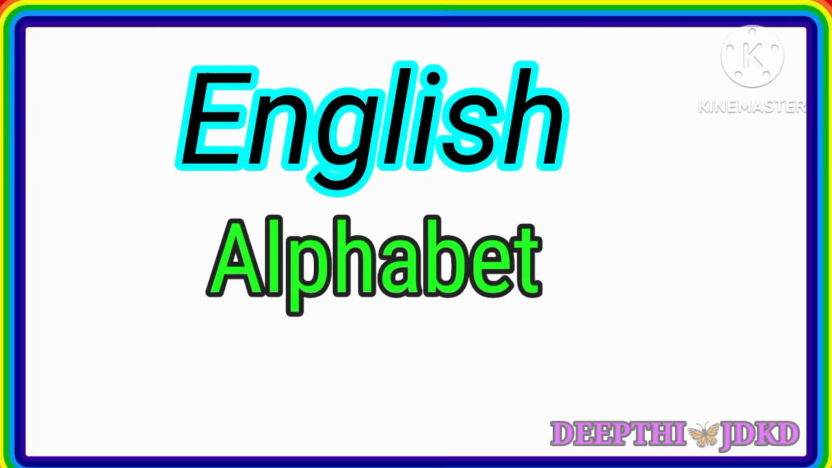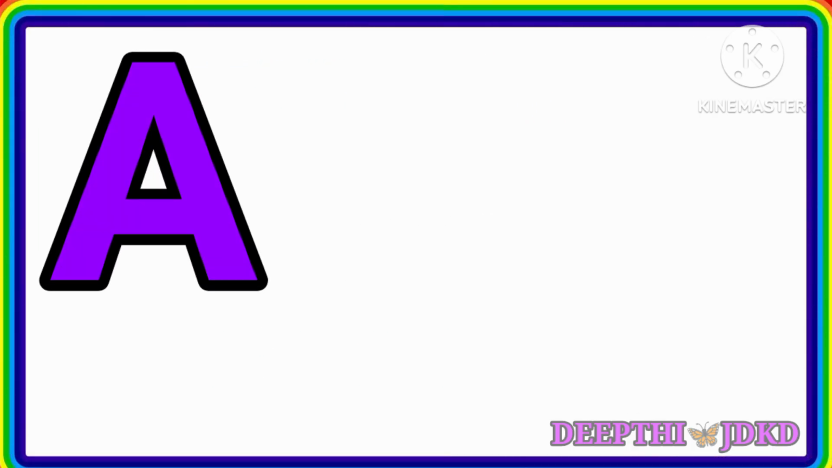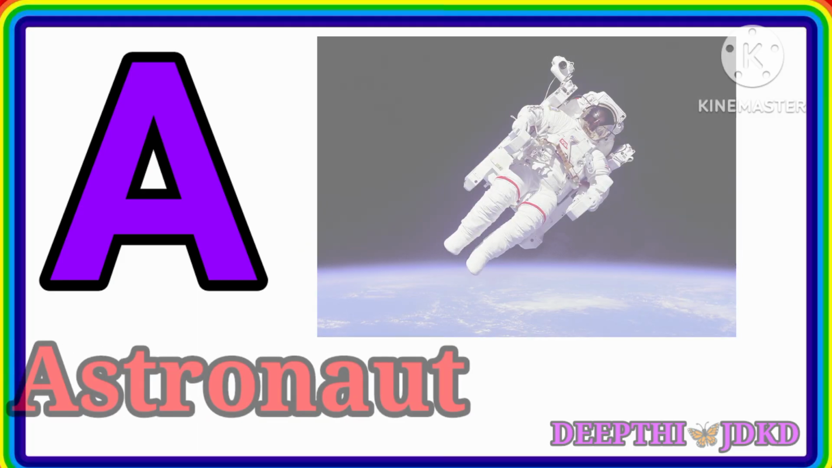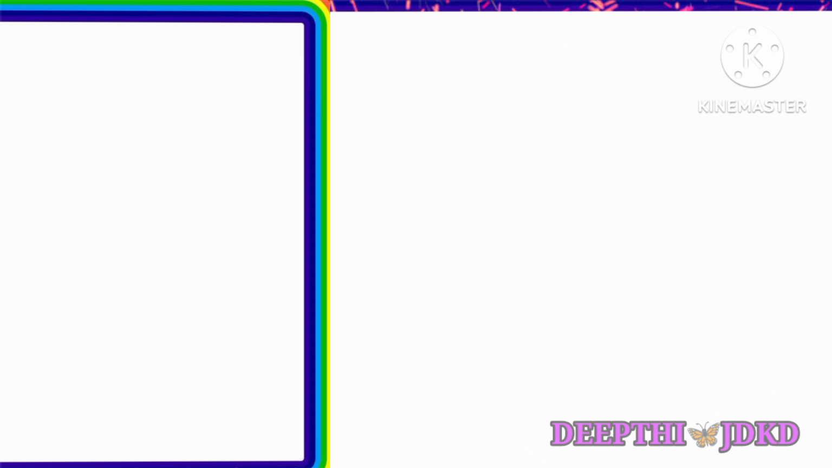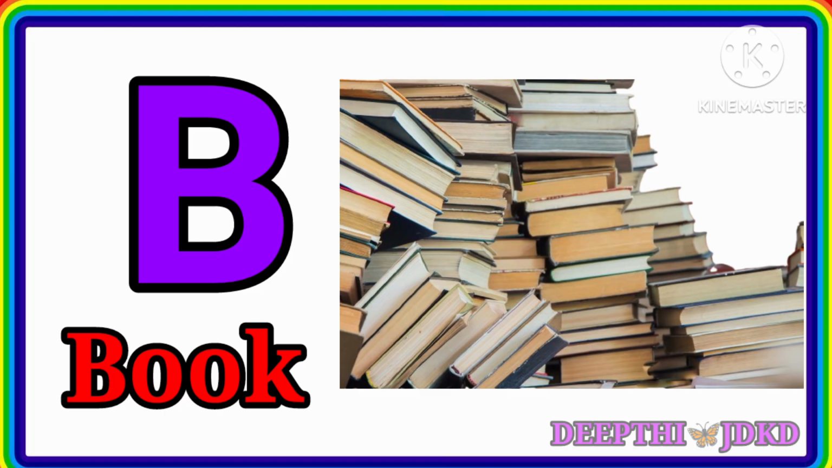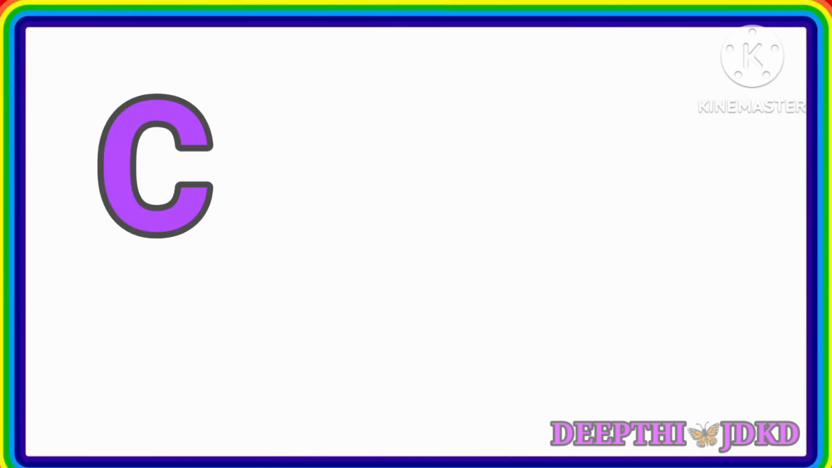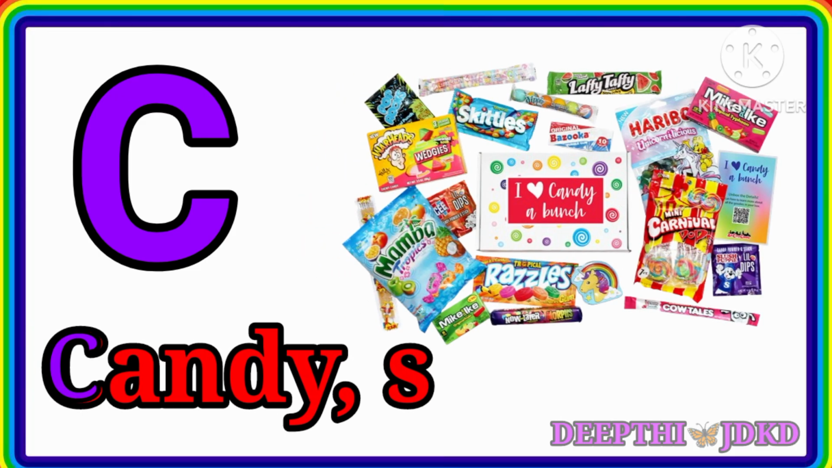English alphabet 26. A for astronaut. B for book. C for candies.